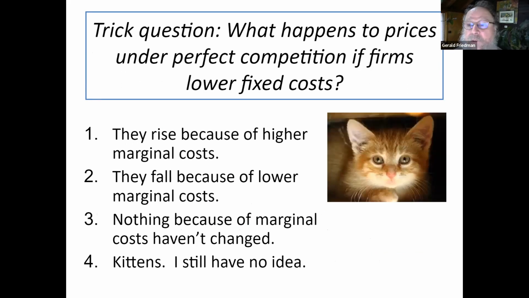What happens if firms lower fixed costs? Here's a trick question. This is a standard trick question on microeconomics exams. What happens if rent goes up? Nothing. In the orthodox model, nothing. Because these firms pay no attention to the cost they have to pay regardless of how much they produce or how little they produce.